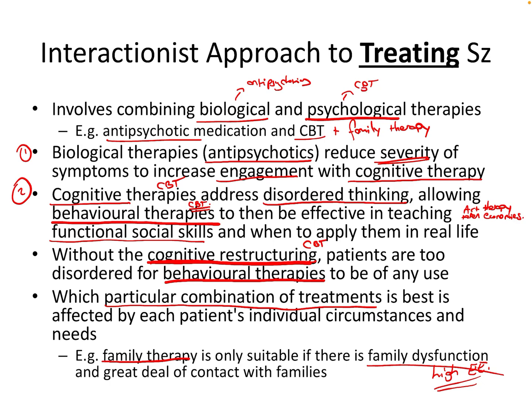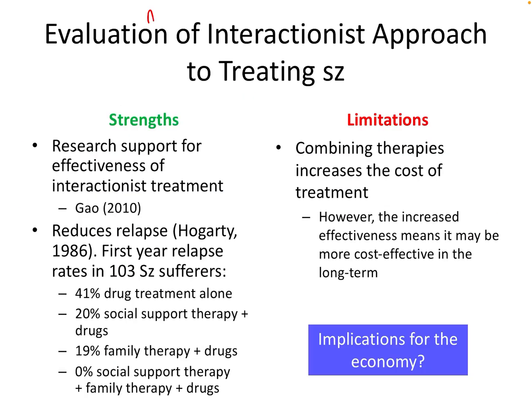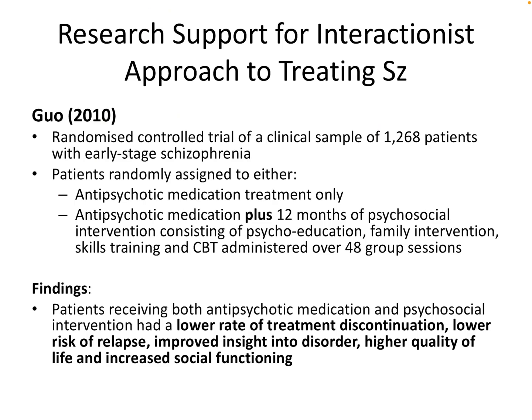Okay, so let's move on to look at evaluation. With any type of therapy, I think it's really useful to think of evaluating in terms of both its effectiveness and its appropriateness. And so we're going to be looking at research support for the effectiveness of interactionist treatment by Gao. So in Gao's research, this was a randomized controlled trial.